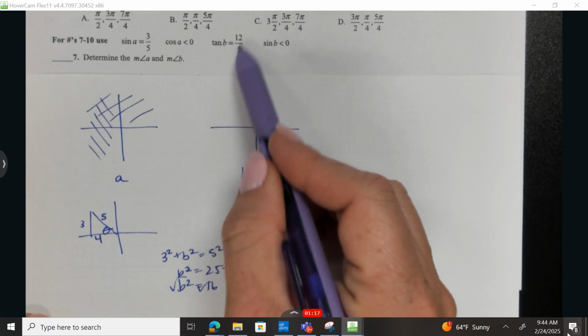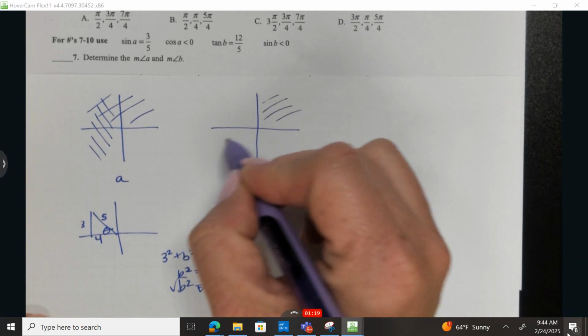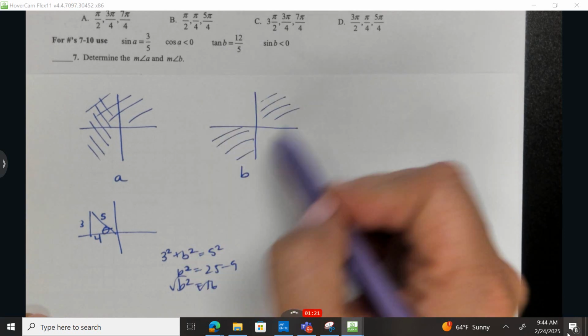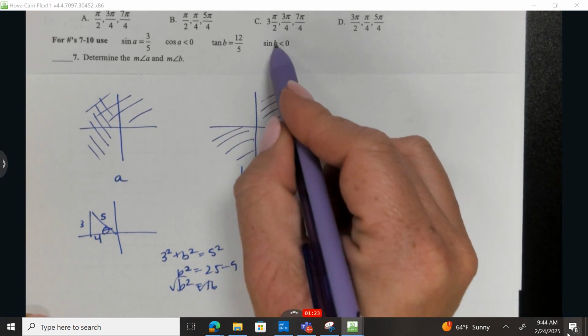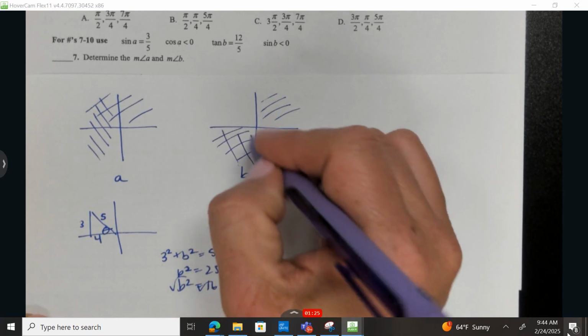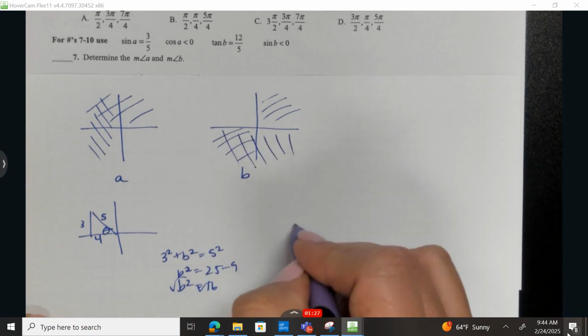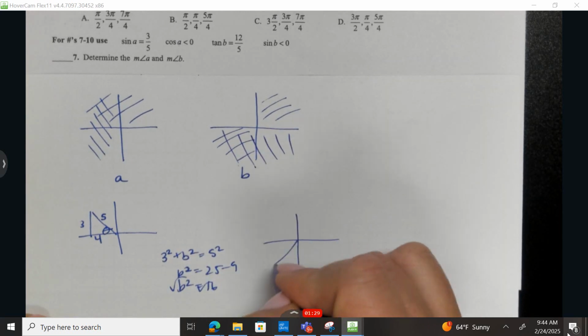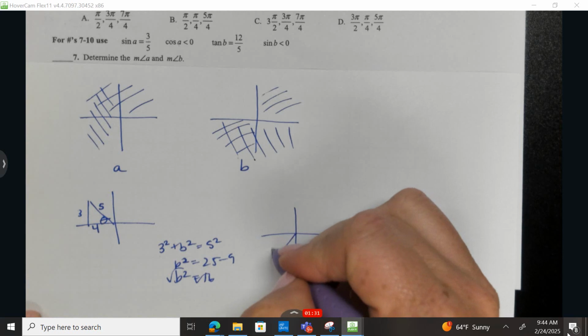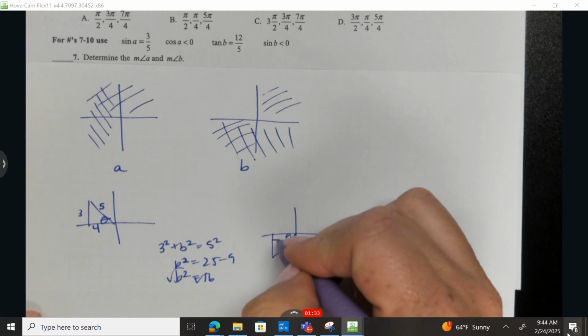All right, so we have a tangent that's positive. It's either going to be in quadrant 1 or quadrant 3, where tangents are positive. And the sine is less than 0, which means the sine is negative. We can see that overlapping is going to occur in quadrant 3. So I'm going to go straight out, back here. Let's figure out this angle.